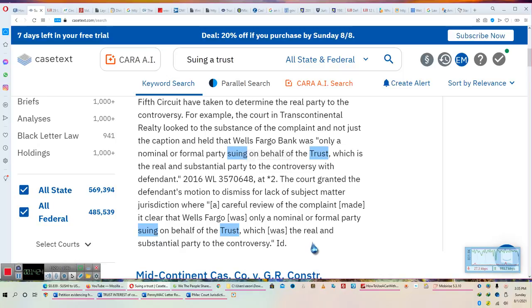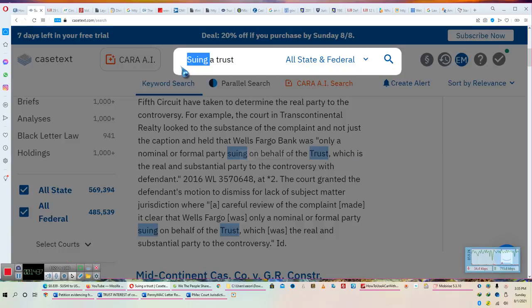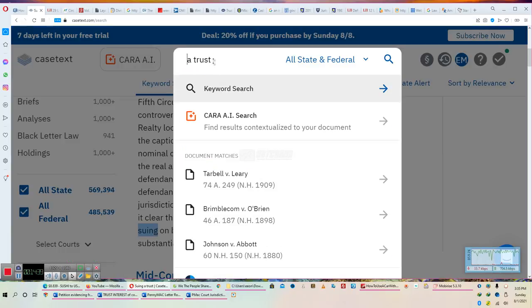So, look, I am not a subscriber to Case Text, but I'm letting all of you know that this is a very good source of information for finding what you need. Okay.